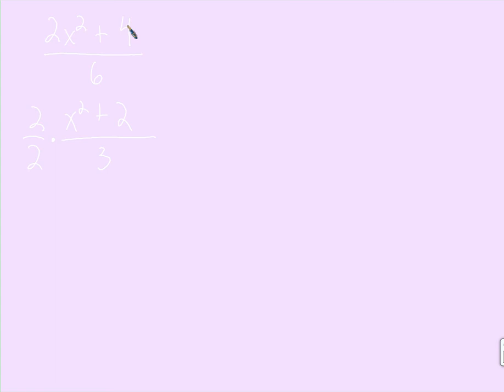I was able to write it as 2 over 2, the factor that I want to cancel, times some other fraction that looks simpler, right? It's important that it looks simpler because we're trying to simplify fractions here. And it equals the original fraction, so I'm able to cancel out the two factors of 2, and now I have a simpler fraction, x squared plus 2 over 3.